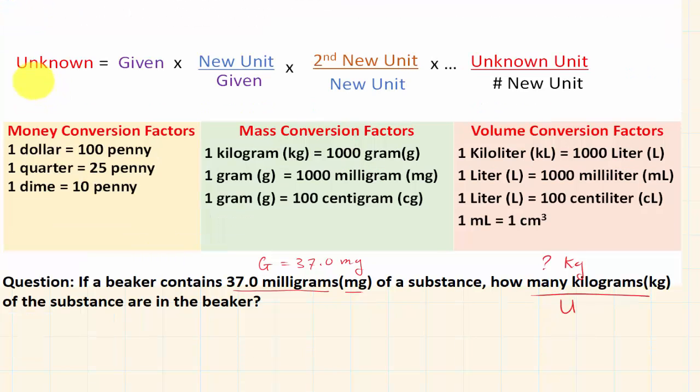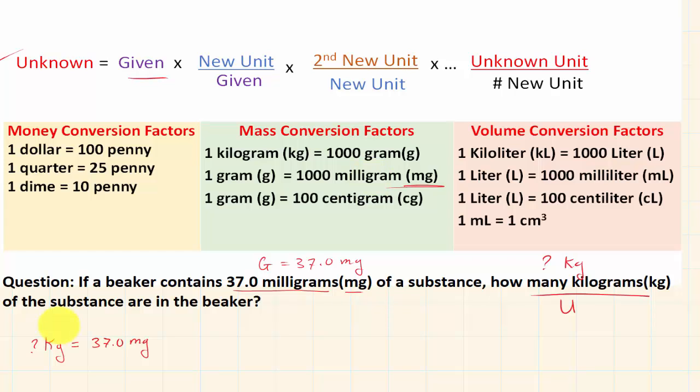So let's go back and look at our systematic approach right here. We are looking for question mark kilogram. And we always start with our given, which is 37.0 milligram. Now the tricky question is, how many conversion factors do we multiply by? In this case, let's go back and look at the list of conversion factors. Of course, we always start by looking for the unit of our given, which is milligram. And here we go, we have milligram right there, and 1 gram is equal to 1,000 milligram. And that is the only place we have milligram.